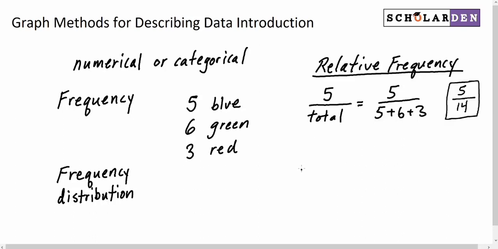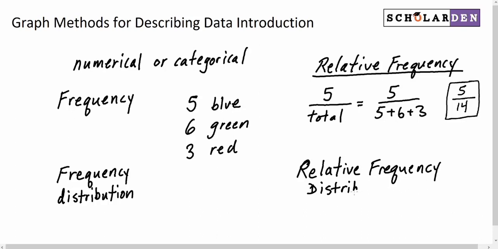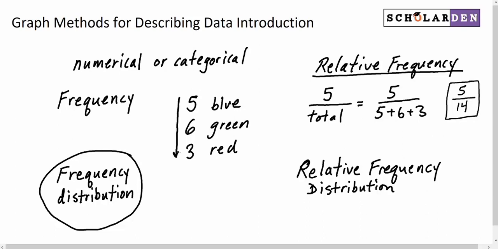All right, and finally, there's something called a relative frequency distribution. And that's essentially like a frequency distribution, except you don't list the frequencies, you list the relative frequencies. So instead of a 5 next to the blue, you would have 5/14 if you wanted to do it in fractions. Or I could turn that into a decimal or a percent.